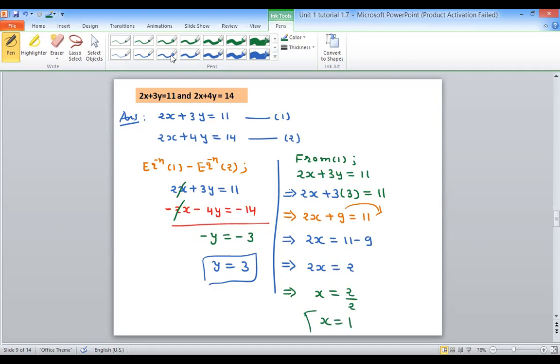So hence you got x and y both here. In the last, write down both the same way. Hence x is equal to 1 and y is equal to 3. This is your answer.